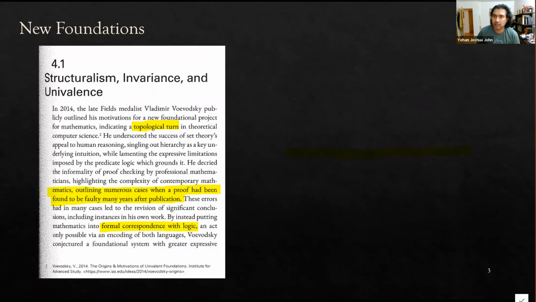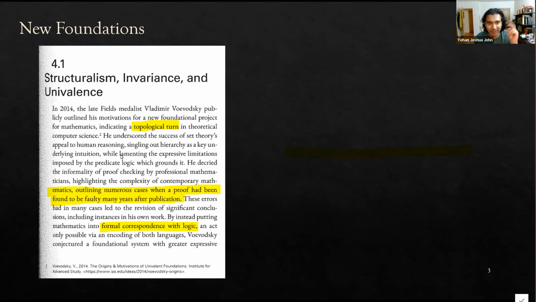This is how the chapter starts, with some things that are getting famous in the math world, or at least this particular branch. The late Fields medalist Vladimir Voevodsky outlined a new foundational project. This article from the Institute for Advanced Study is quite readable. Some of the math will be over a lot of our heads, but he wanted a topological turn in theoretical computer science.